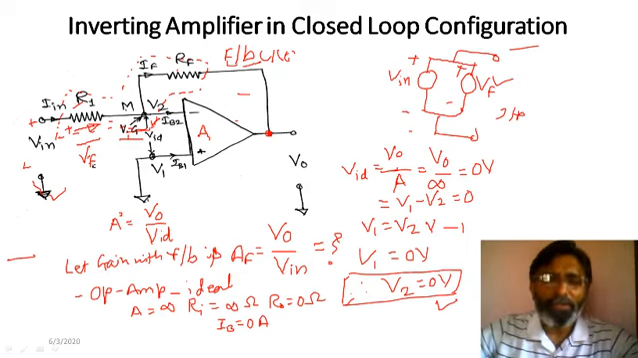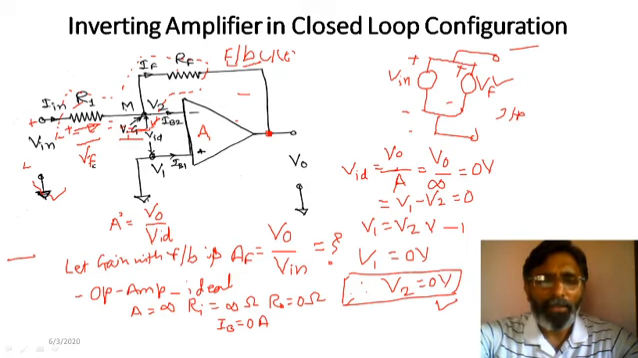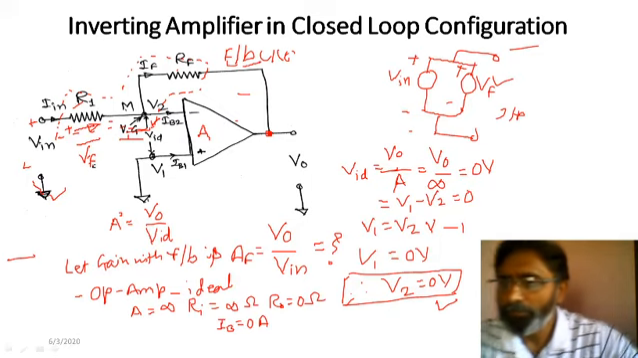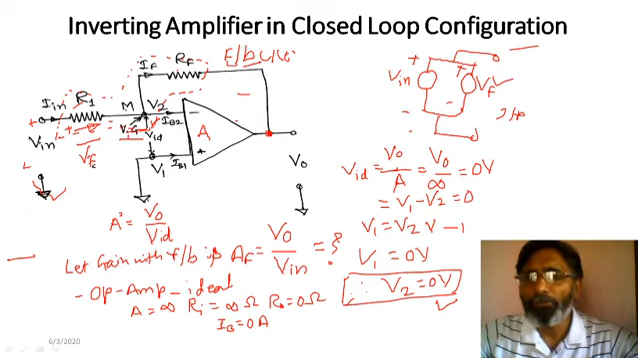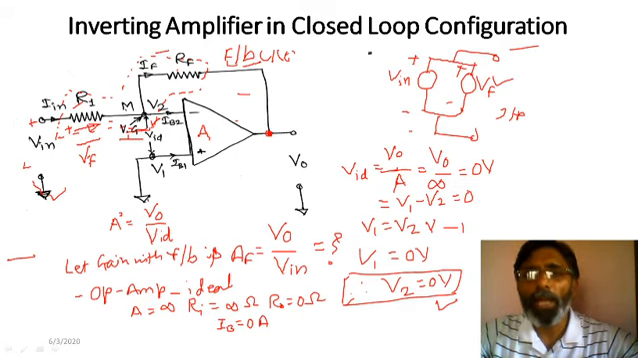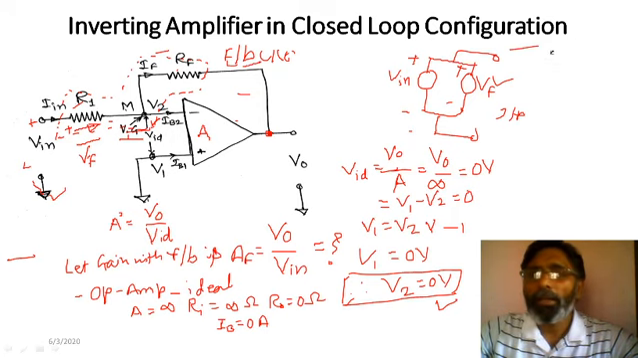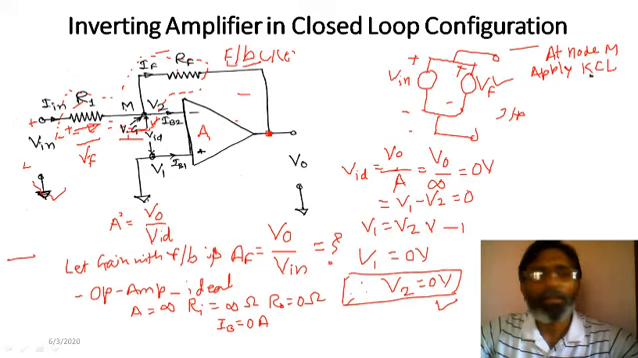Now with this information, let us find out AF. To find out AF, in the circuit at node M, let us apply KCL, Kirchhoff's current law.